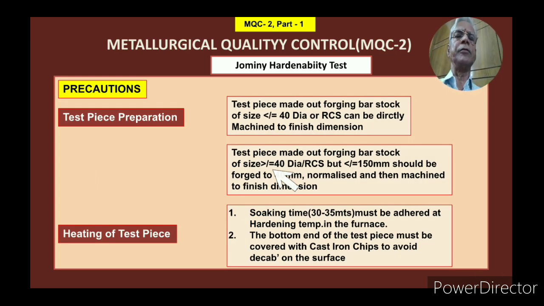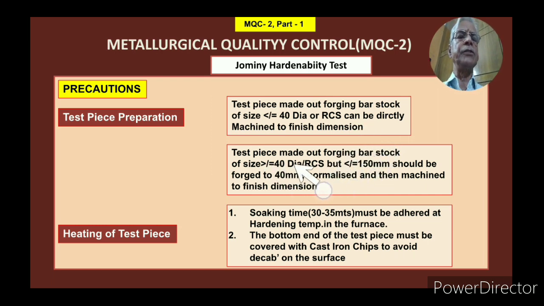Then test piece preparation. What are the precautions to be taken during the test? First of all, when you are making a test piece made out of forging bar stock of size less than 40 or RCS, it can be directly machined to finished dimension. If the forging bar dimension is not forging bar dimension, but bar diameter of raw material out of which forging is to be made, so in this case, if it is less than 40 diameter, whether it is round or RCS, then you can directly machine that piece to finished dimension.